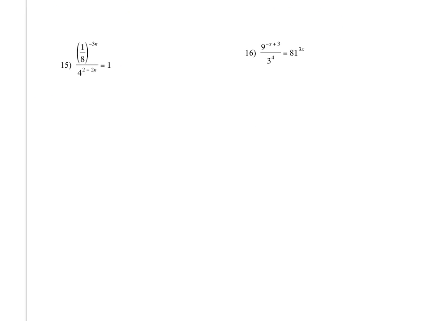For the third of these problems, we've got an 8th, we've got a 4, and we've got a 1. This is actually the tricky part. We'll talk about that in a second. But these other two, we can convert into base 2, and that's what we'll take a look at first. 1/8 is going to be 2 to the -3, to the -3n. On the bottom, 4 can be written as 2 to the 2, 2 minus 2n.